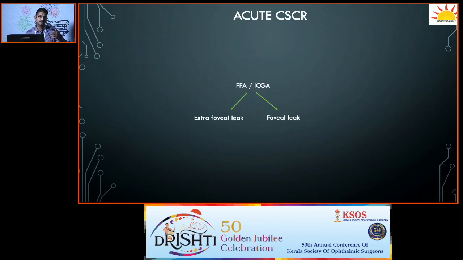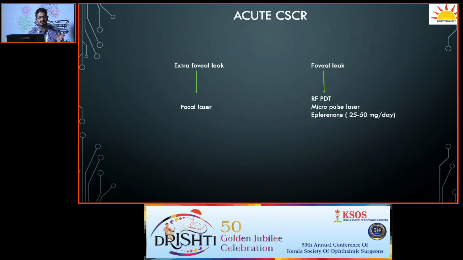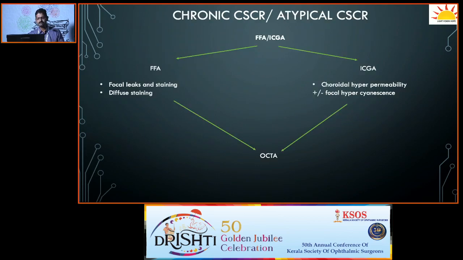So once you get the leak, determine whether the leak is extrafoveal or foveal. If it's extrafoveal, the treatment is straightforward: focal laser to the leak. And if it's foveal, then you can think of reduced fluence PDT, you can do a micropulse laser, or you can start the patient on eplerenone about 25 to 50 milligrams per day. Now, that was about acute CSR.